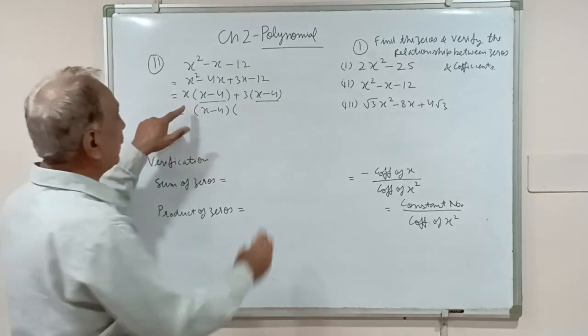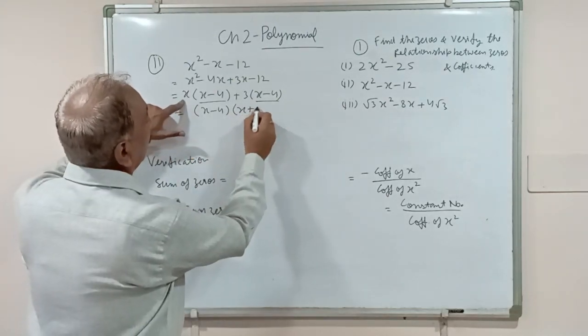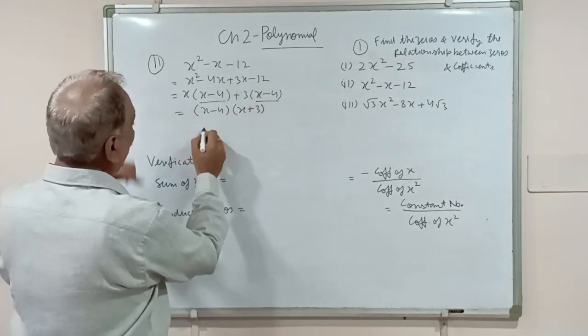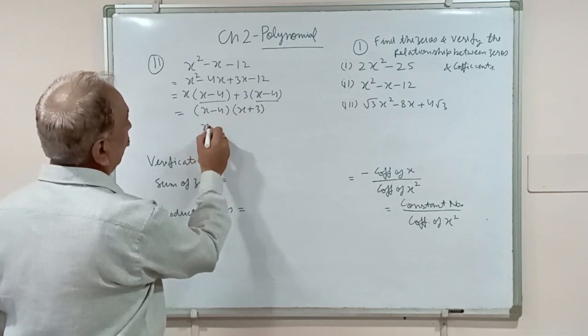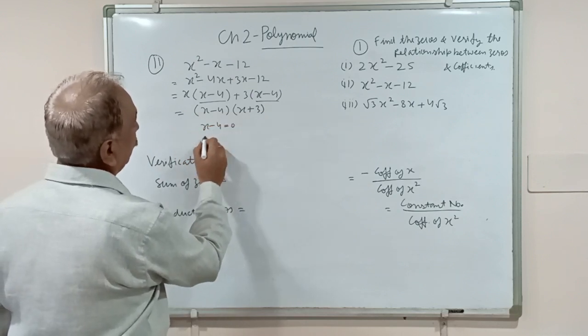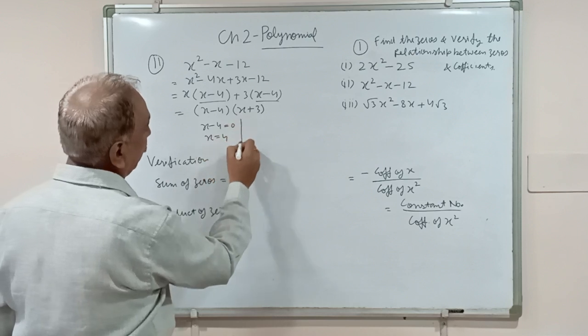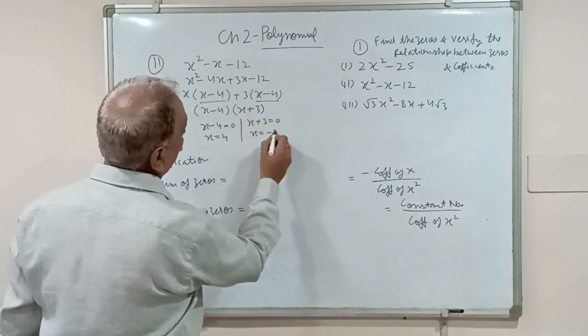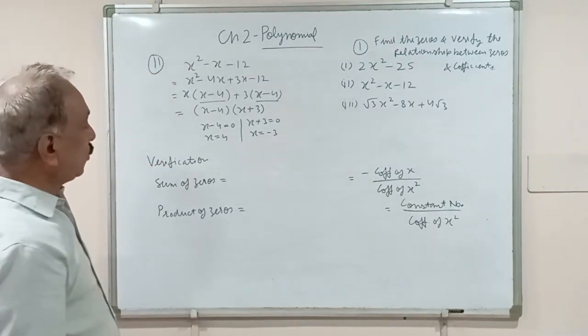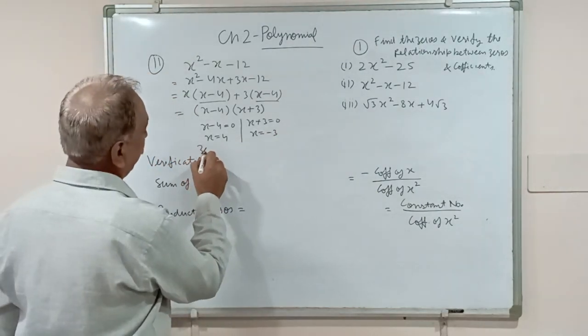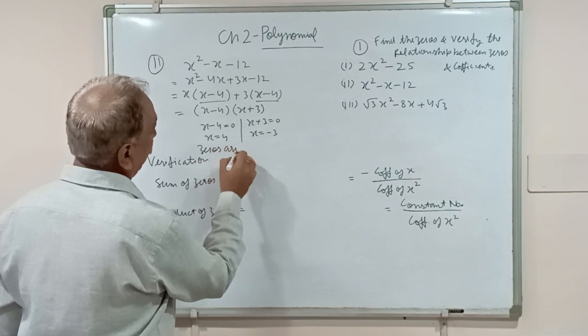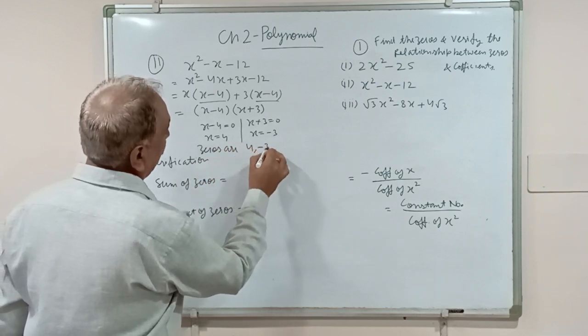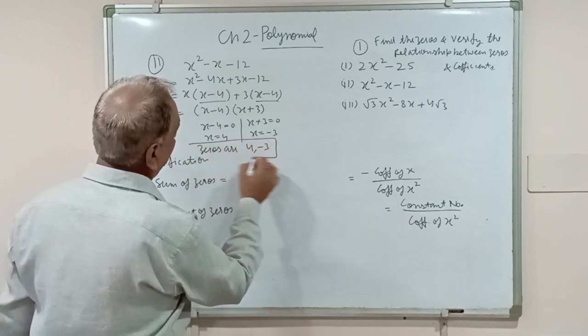So, in the first bracket x plus 3, and the product is 0. x minus 4 is 0, x equals 4. x plus 3 is 0, x equals minus 3. So the zeros are 4 and minus 3.